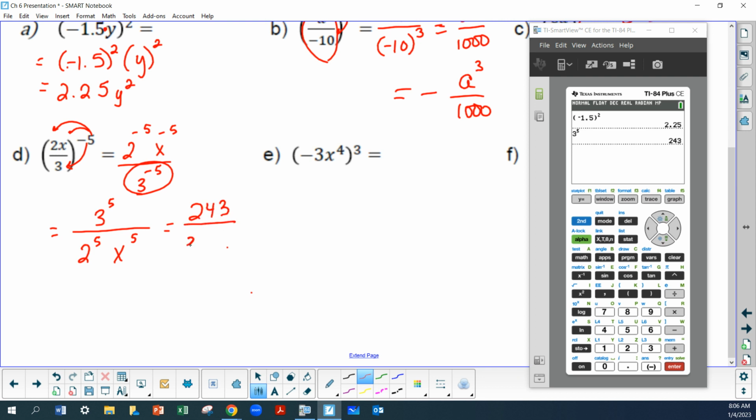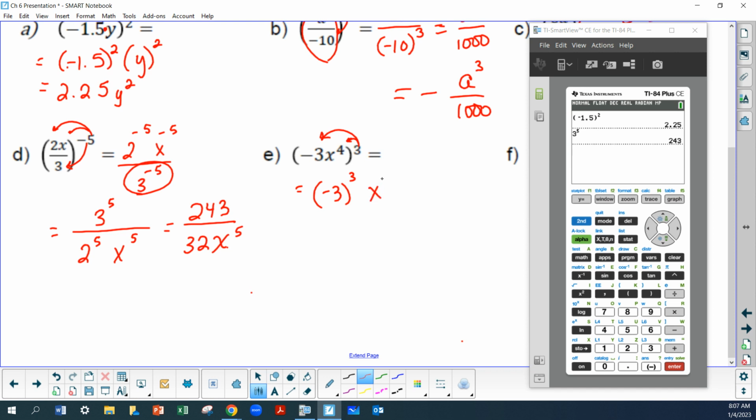2 to the 5th, I know that one, it's 32 x to the 5th. All right, E, distribute, distribute, and that's going to look like negative 3 cubed. Is that going to turn out negative? Yes, it will, because an odd number of powers with a negative sign will make us stay negative.